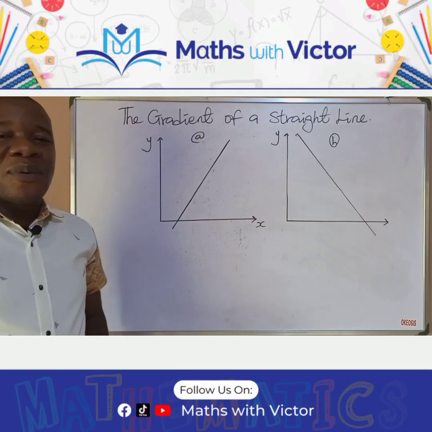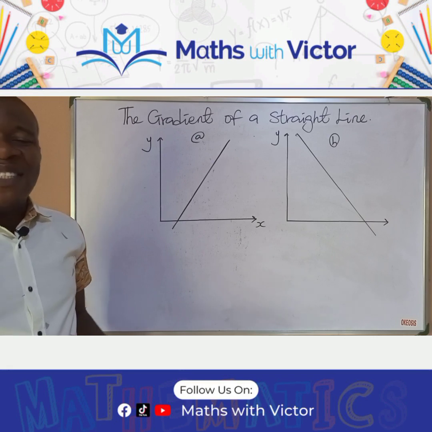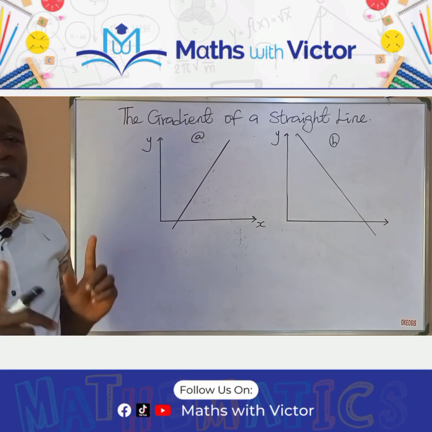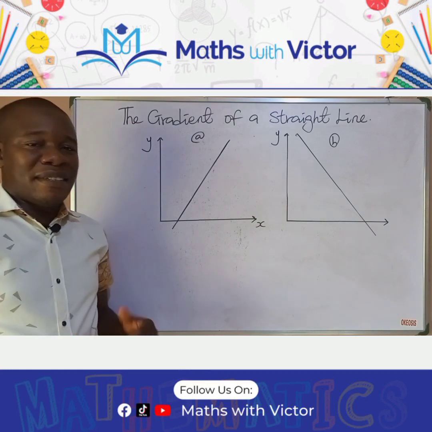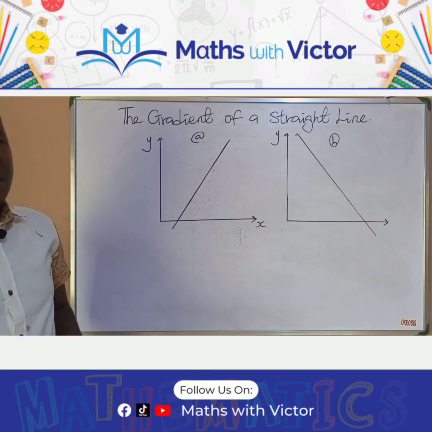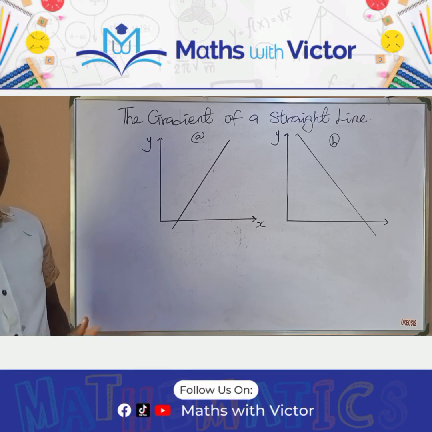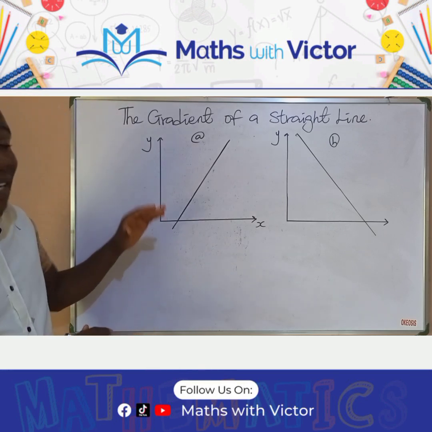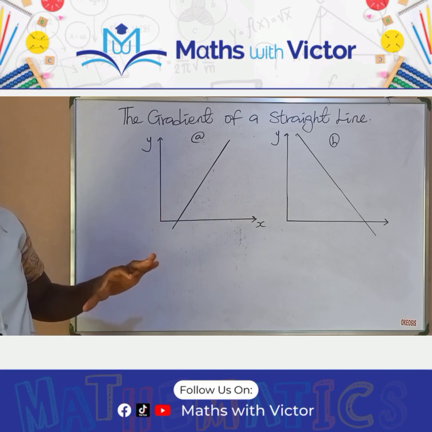We want to continue our work on straight line geometry, and today we'll be talking about the gradient of a straight line. By definition, the gradient of a straight line is the measure of the steepness of the line, also known as the slope of the line.